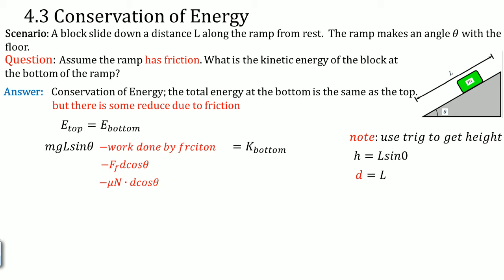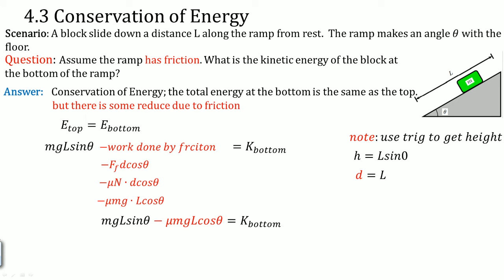The force of friction can be defined by mu N, where N stands for the normal force, times d cosine theta, which is the distance it went down. We have a value here for the distance. The distance that it travels down is L. So you can have that substitution there.